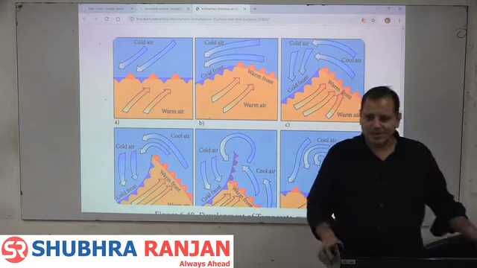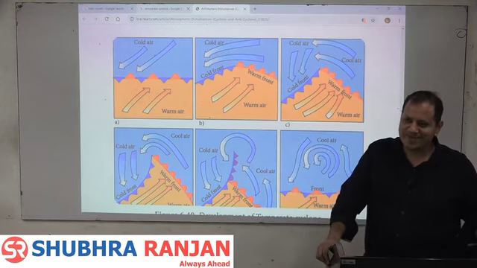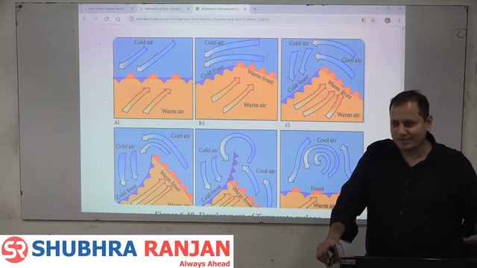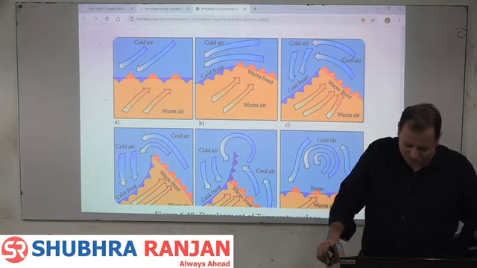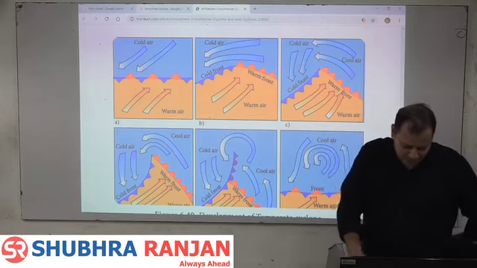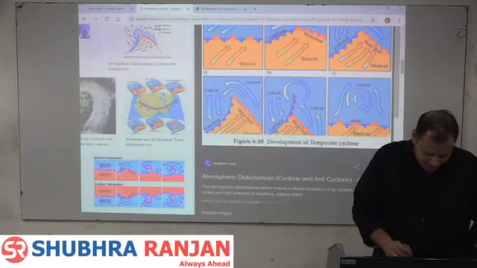And we are going to study this. You have to make this diagram. This is the theory known as the polar front theory of temperate cyclones. Clear? Understood with the temperate cyclones? And tropical cyclone is totally different.